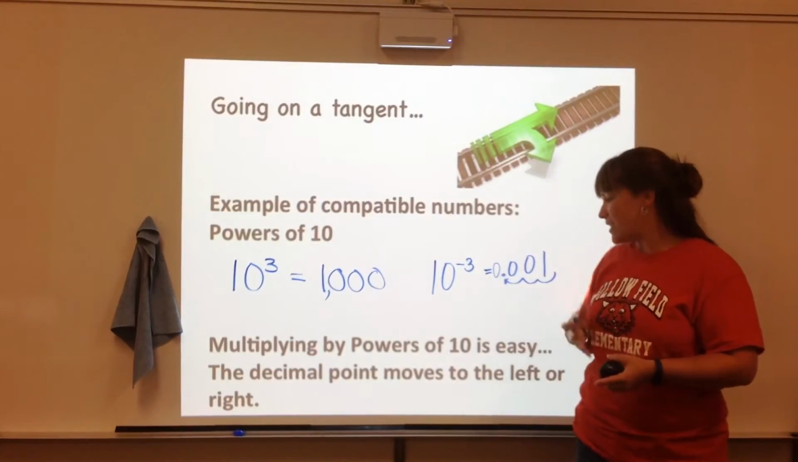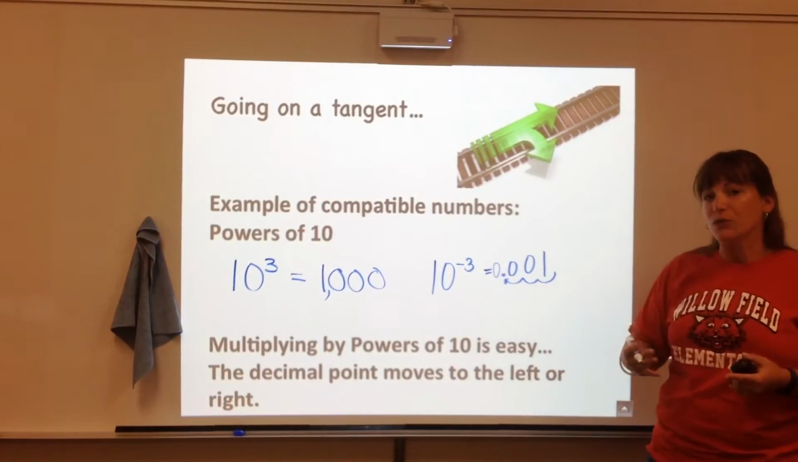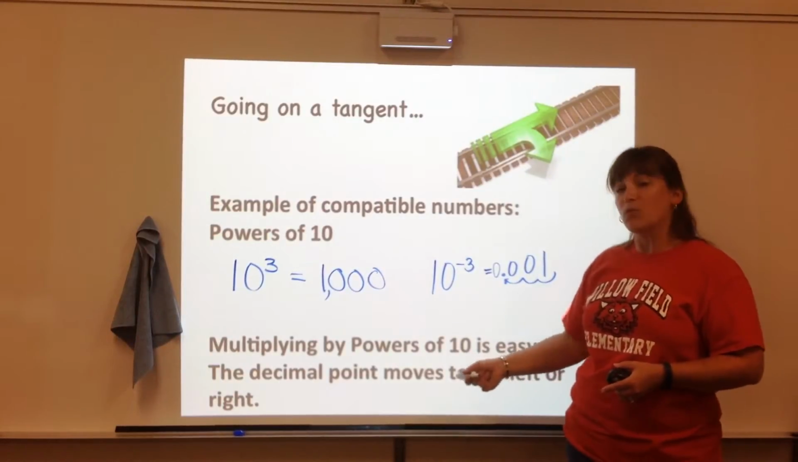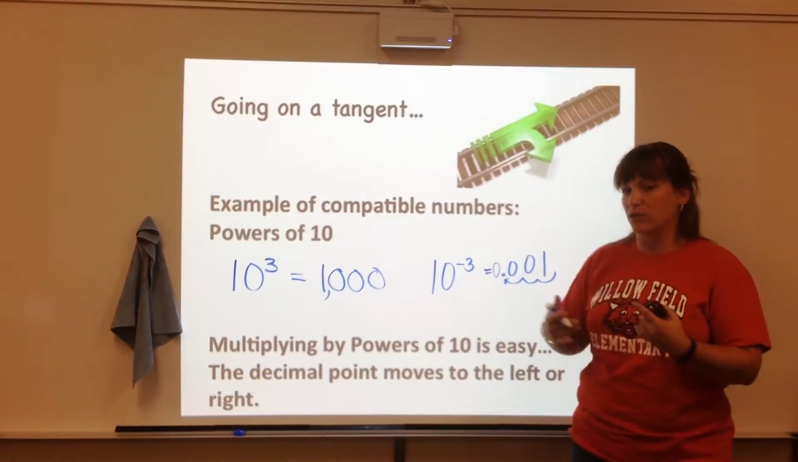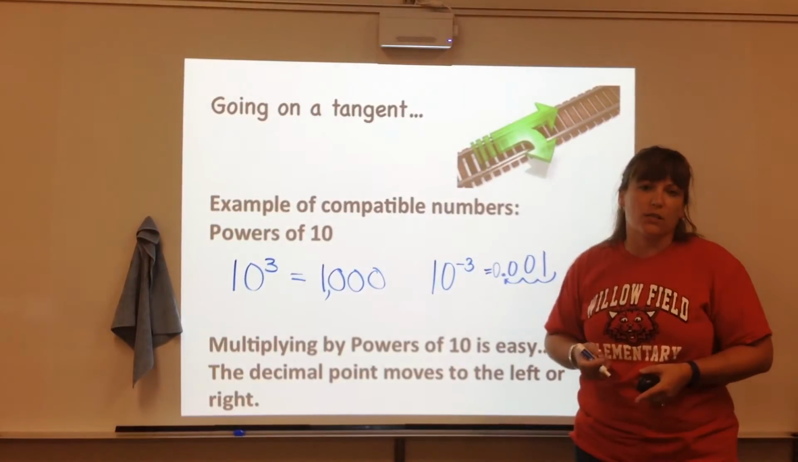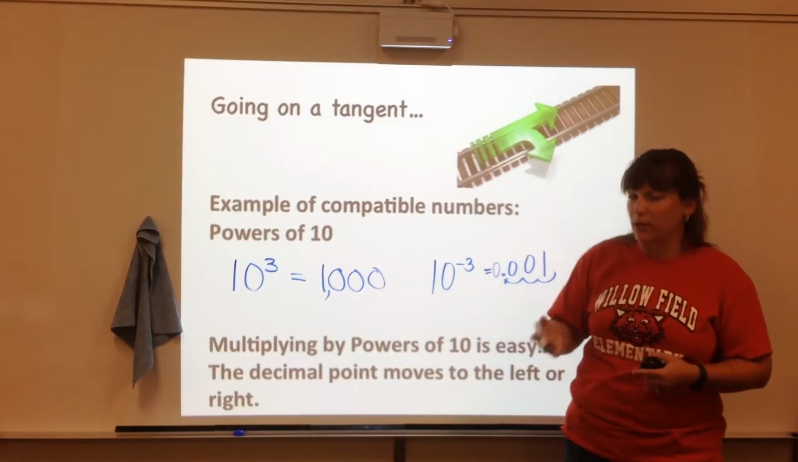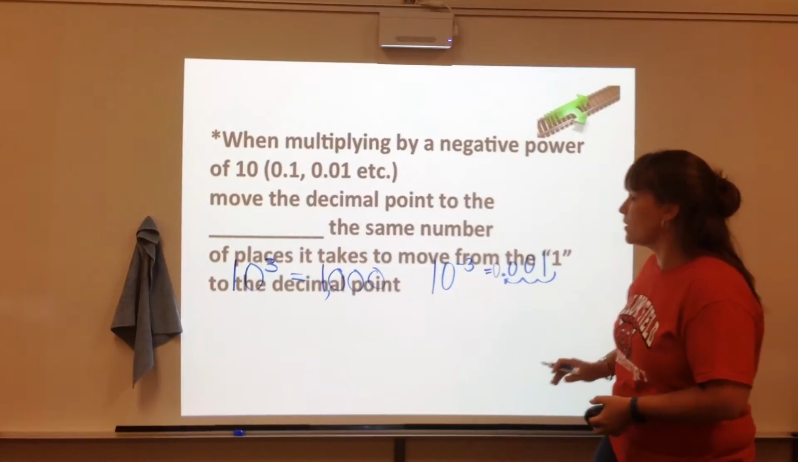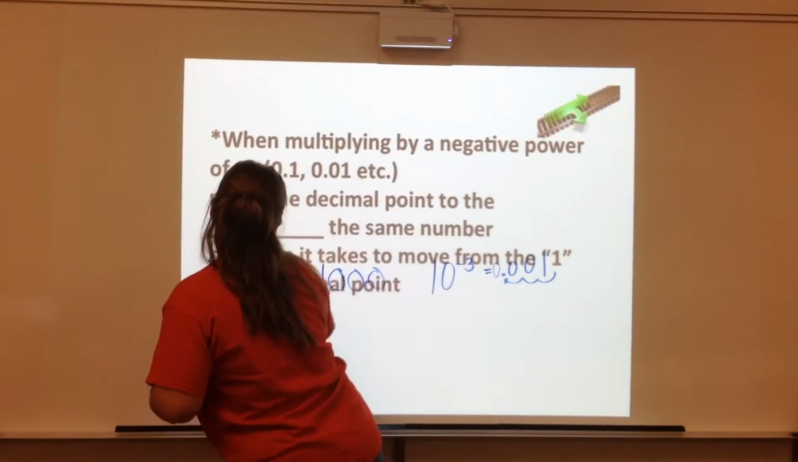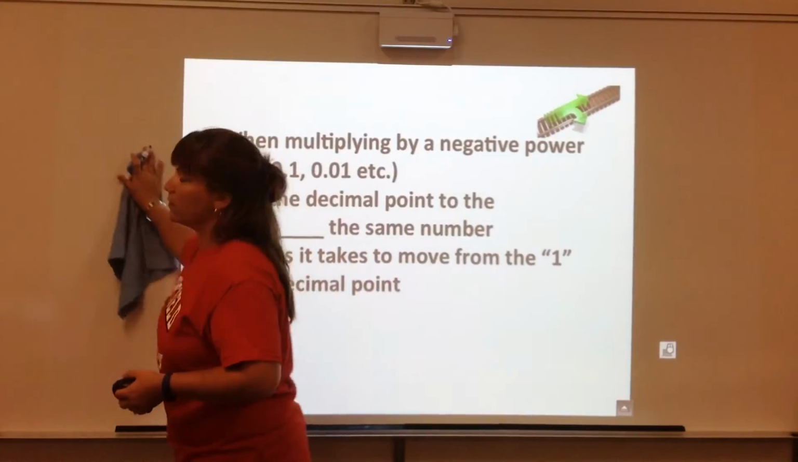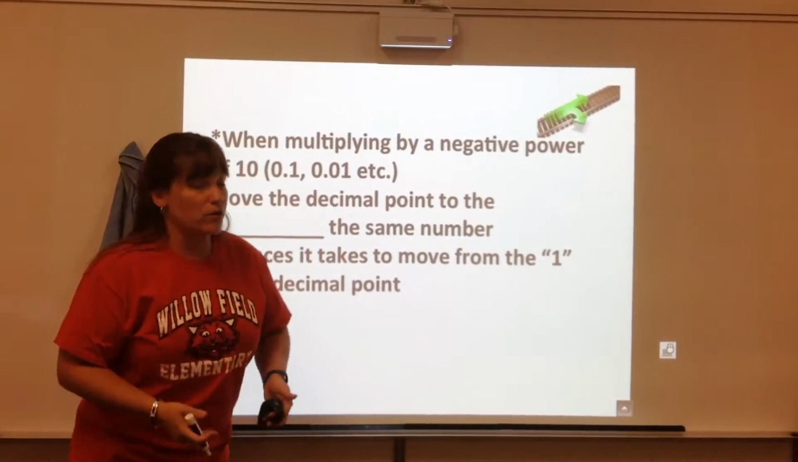Multiplying by powers of 10 is an easy thing to do if you know the trick, the shortcut. And the decimal point is moving either to the left or right. And you'll do some examples in class over the next day or two to see how that actually works with a calculator, and then practice the trick. So here's the shortcut trick. Again, all in the name of making our lives easier, which is what compatible numbers do.